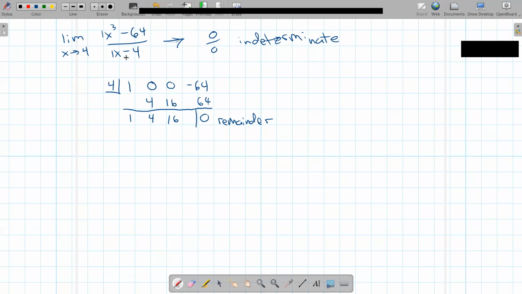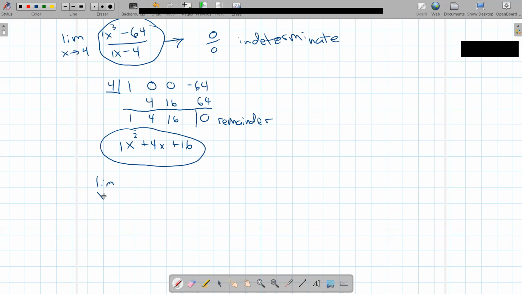So what that means is x minus 4 goes into x cubed minus 64, 1x squared plus 4x plus 16 times. So that means this right here is equal to that right there, because I got a 0 remainder. So now I can say, all right, what's the limit as x approaches 4 of x squared plus 4x plus 16. And since that is just a polynomial, I can just plug in. It's going to be 4 squared plus 4 times 4 plus 16, which is what? 16 plus 16 plus 16, or 48.